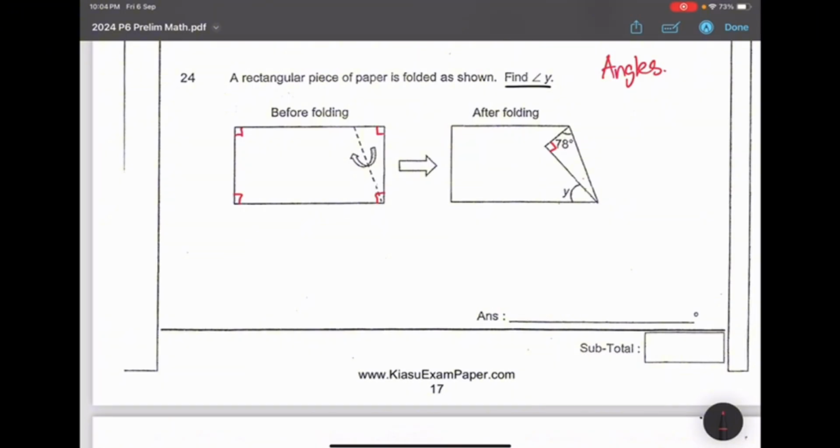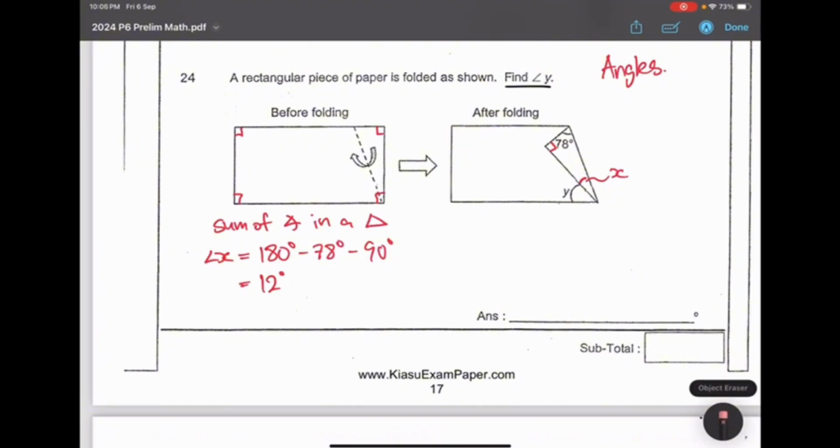So we can find this angle over here that I want to call X using the sum of angles in a triangle. Angle X would just be 180 degrees minus 78 minus 90, and that would simply give me 12 degrees. Because the sum of angles in a triangle always adds up to 180 degrees.